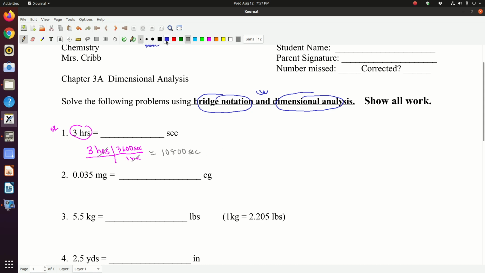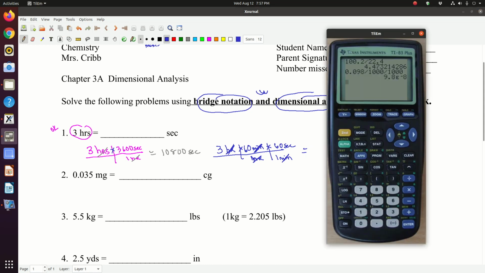The other way to do this is to start with 3 hours and know that there are 60 minutes in an hour. And then you get rid of your hours, numerator, denominator, and now we have minutes. And know there are 60 seconds in 1 minute, and numerator minute, denominator minute. And then this time they're on the top, so you multiply it through, straight across, same thing over here, and get the answer. I'm going to pull up the calculator again, and let's just do it.